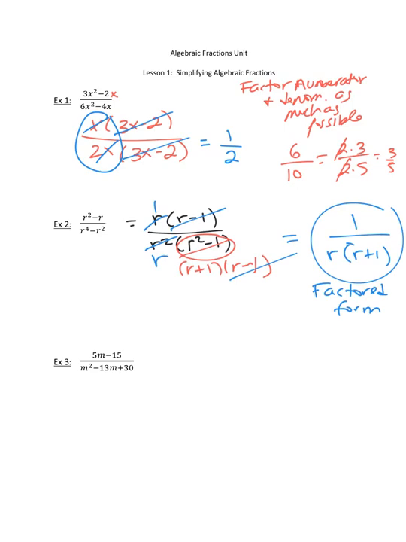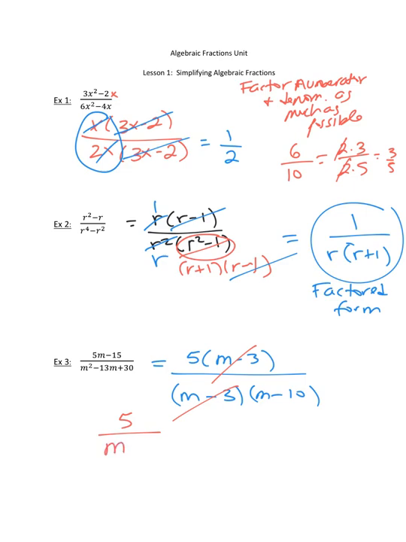We go on to example 3. I have a GCF here of 5 that goes into my numerator: 5 times m minus 3. In my denominator, I don't have a GCF, but I'm going to break this into two binomials, m times m, and 3 times 10 is 30, and the signs are the same, they're both negative. So common factors are m minus 3. Cross them out. Your final answer is 5 over m minus 10.